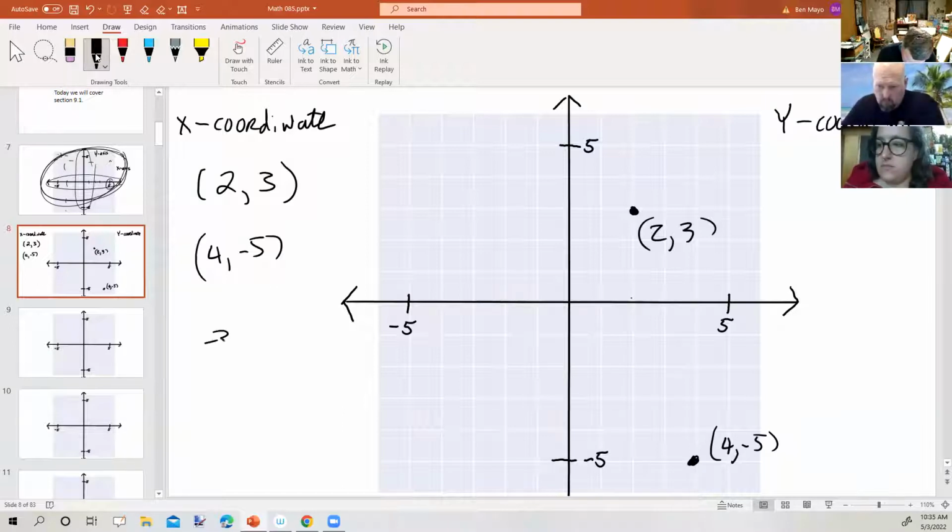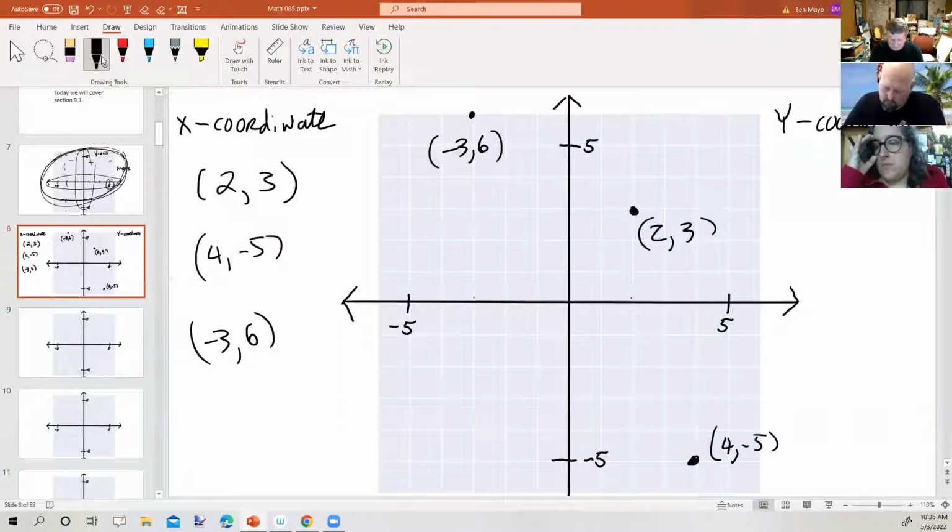Okay, how about (-3, 6)? So over here is -3 and up here is 6. So there's -3. Put those two close together. (-3, 6). And let's see, how about this one? (-2, -1). -2, that would be right here.